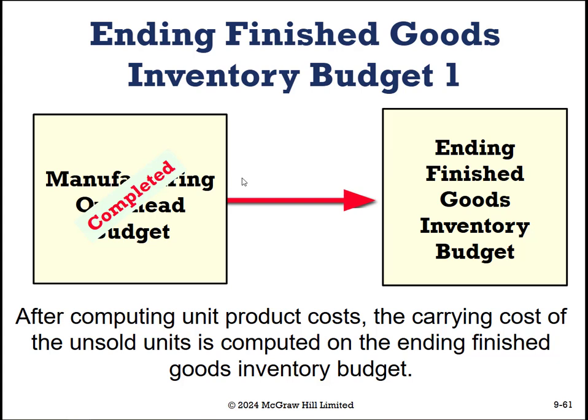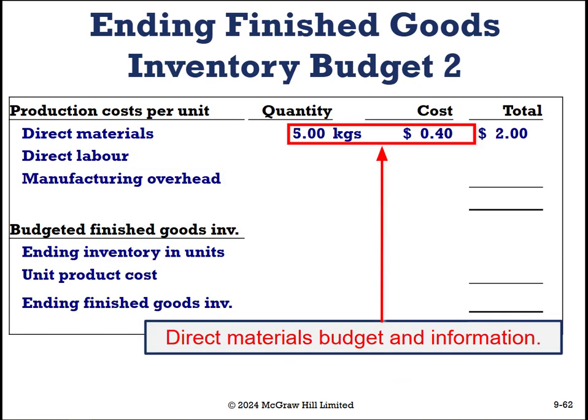Let us look into our finished goods inventory budget. So after we've now computed all of these costs for the product, we now have to look at the carrying cost of unsold units. And we need to do that by looking at our ending finished goods inventory budget.